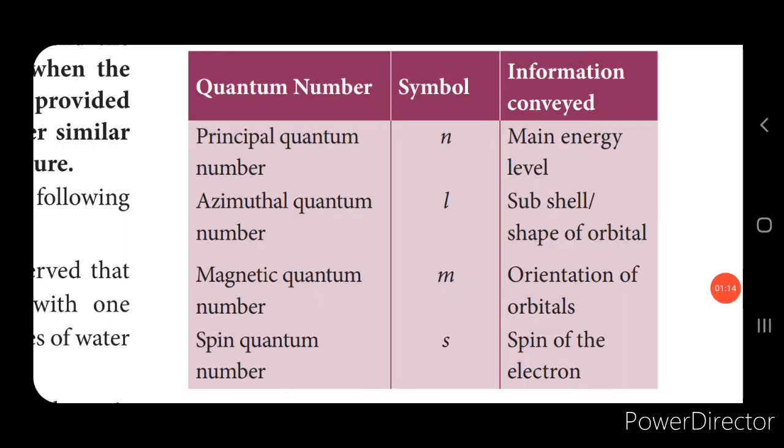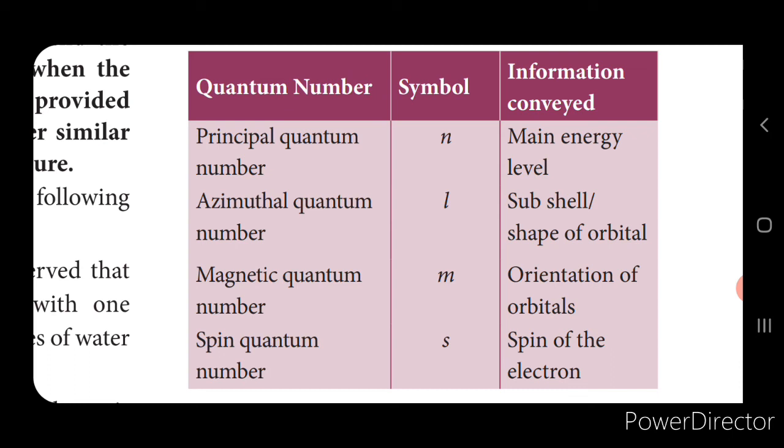Now, the first quantum number is the principal quantum number, which gives you the information about the main energy level, that is the shell. We have learnt about the shells, isn't it? K, L, M, N. So this gives you the idea about the electrons in which particular main energy level. The symbol for the principal quantum number is n.